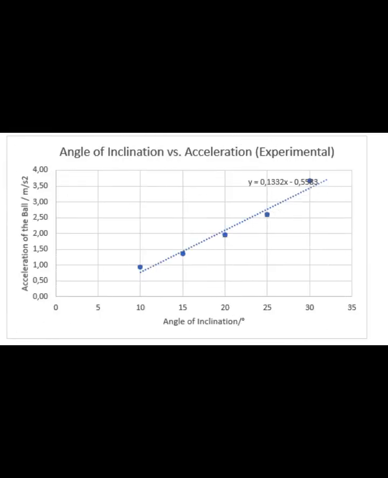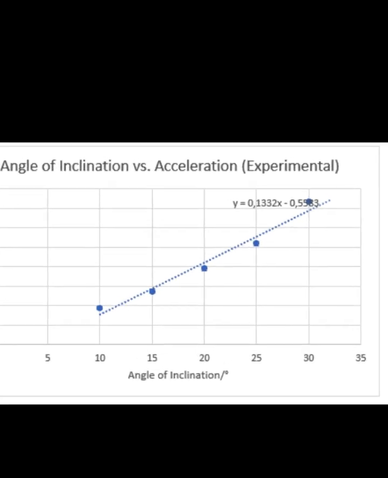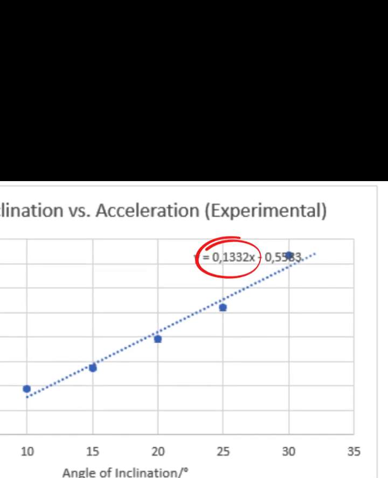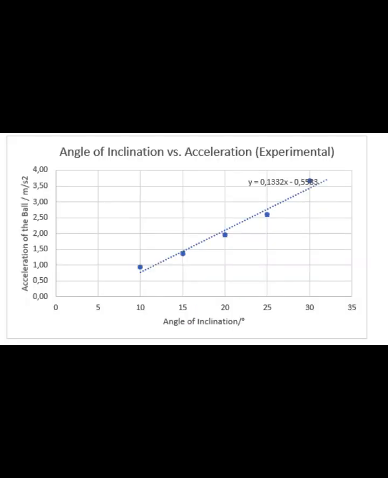Here in this graph, as you can see, the slope equation is given on it, and the slope is around 0.30, and it's a positive value. So it shows that there is a positive correlation between the angle of inclination and the acceleration of the ball, which means if the angle of inclination increases, the acceleration of the ball increases as well, or vice versa.